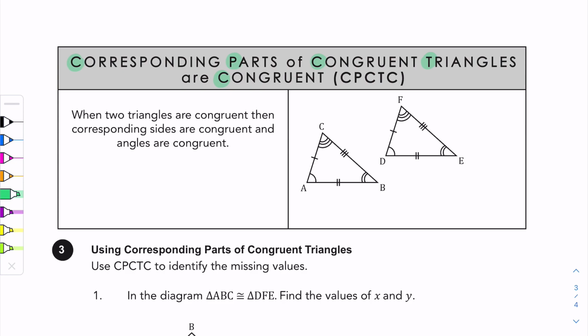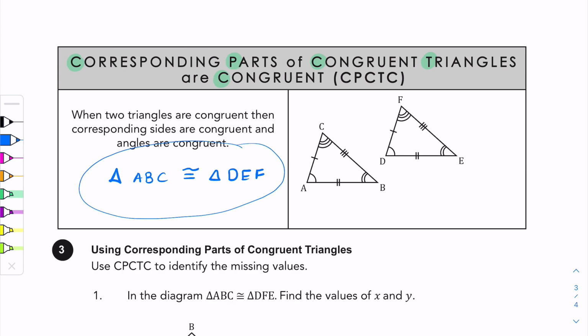So you don't have to have all of these marks on here. What you need to have is the statement that says triangle ABC is congruent to triangle DEF. Okay, and by having this statement and having this theorem, you automatically know that all angles and all sides are congruent.